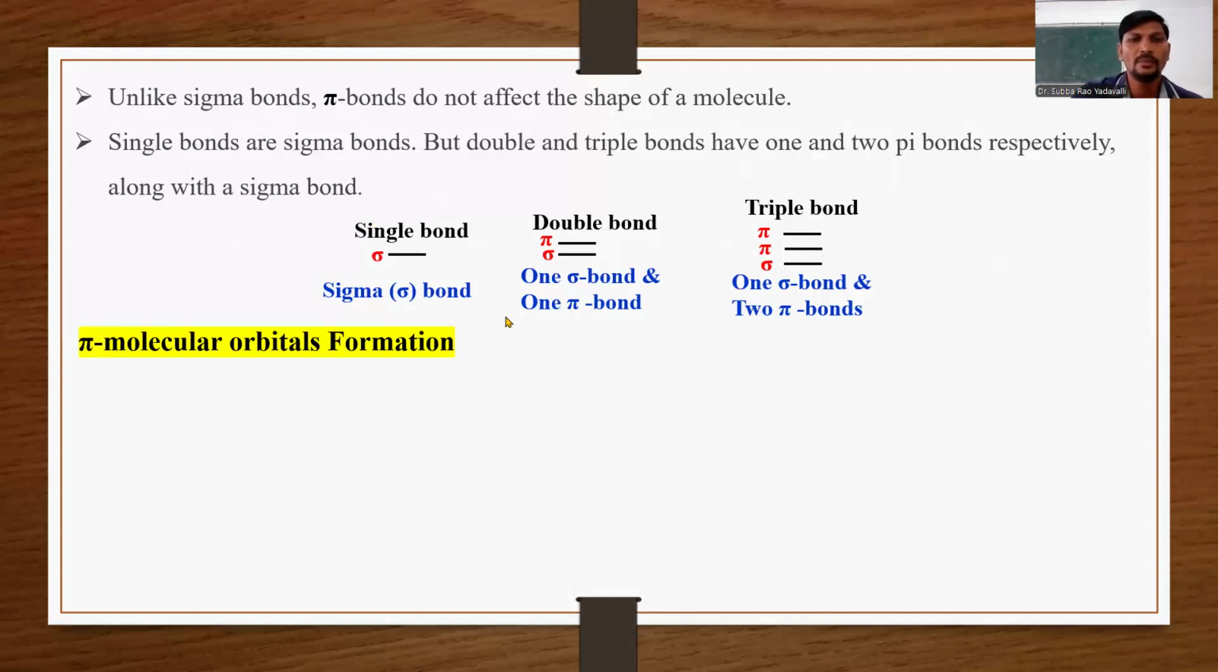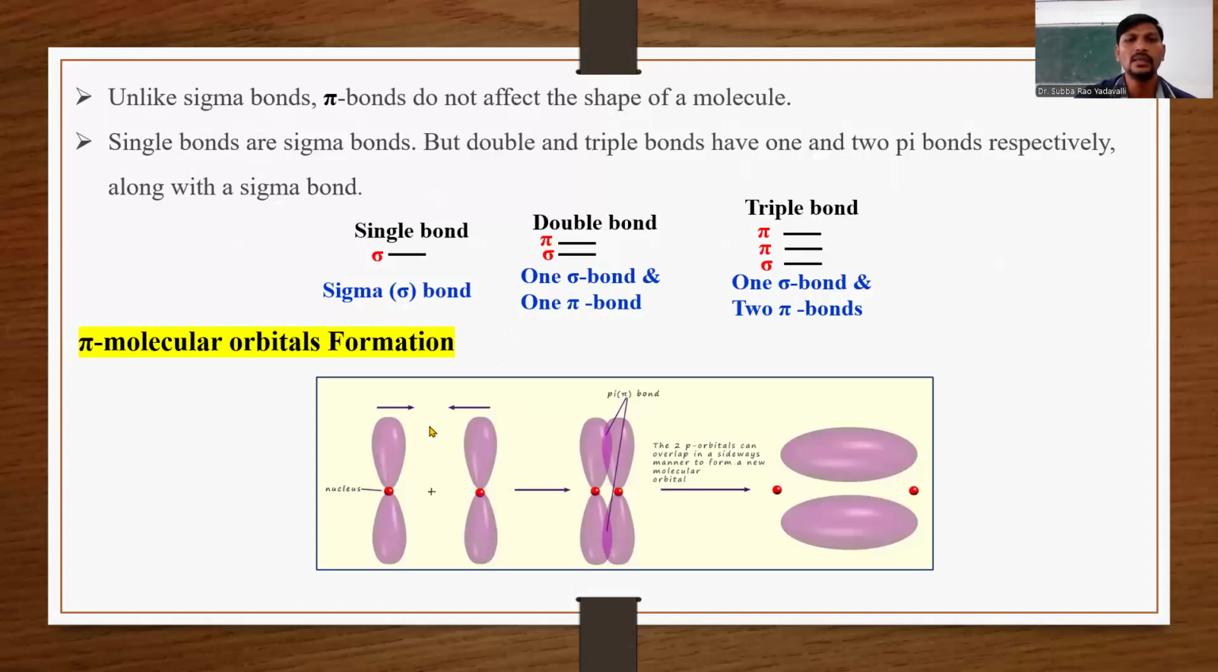Next one, formation of pi molecular orbitals. How are pi molecular orbitals formed? Here, when the p orbital of the first atom reacts with or is coupled with the p orbitals of the second atom, they undergo p pi interactions and form the p pi molecular orbitals. Here, the number of molecular orbitals formed is equal to the number of atomic orbitals that are combined. So however many orbitals are combined with each other, they give the same number of molecular orbitals.